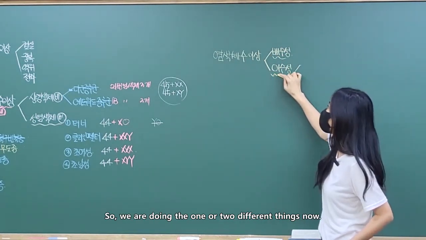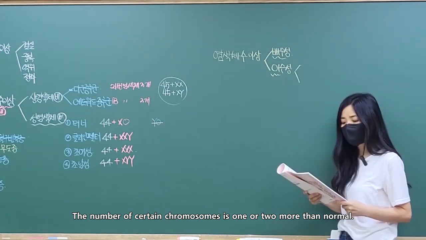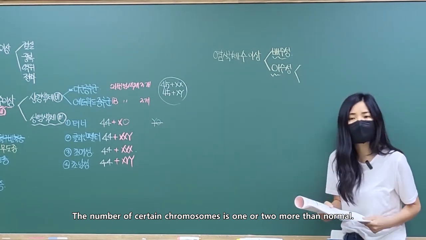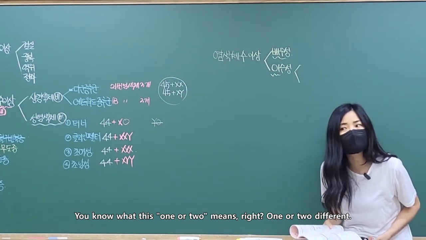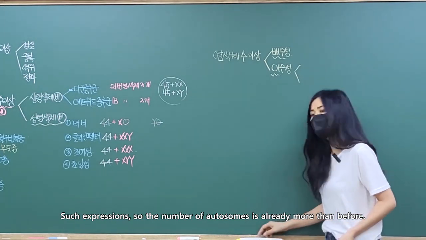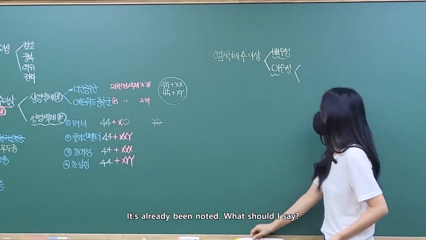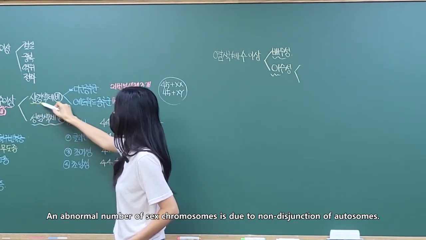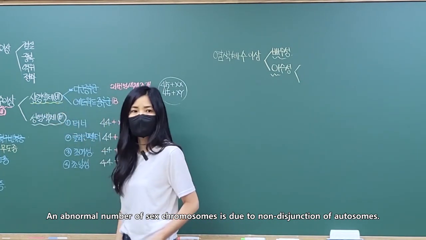So we are doing the 1 or 2 different things now. The number of certain chromosomes is 1 or 2 more than normal. You know what this 1 or 2 means, right? 1 or 2 different, such expressions. So the number of autosomes is already more than before. It's already been noted. What should I write? An abnormal number of autosomes is due to non-disjunction of autosomes.